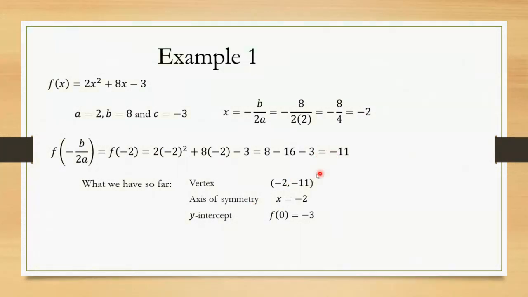So we have the vertex, that's this point. We also know the axis of symmetry, that's the vertical line through the vertex, which is x equals the x coordinate. And yes, we also do have the y-intercept. That's actually very easy. It's just the constant term.